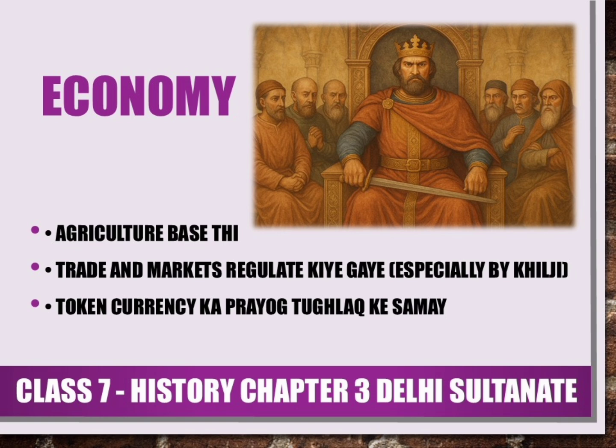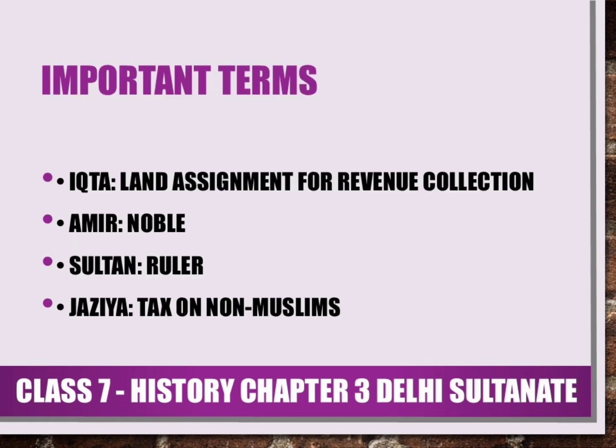Let's understand a few important terms. Iqta, land given to nobles for revenue collection. Amirs, the nobles. Sultan, the king or ruler. And jizya, a tax imposed on non-Muslims.